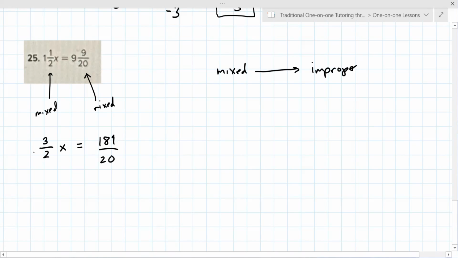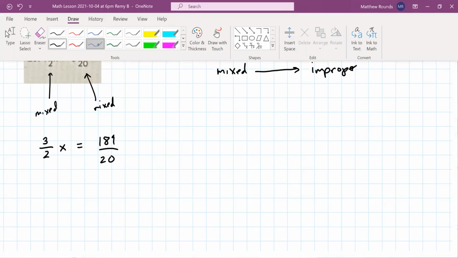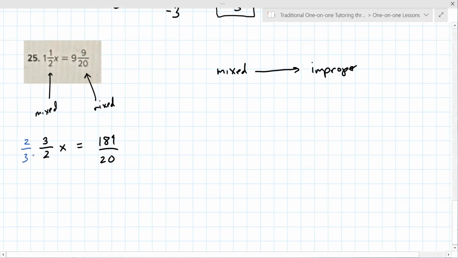So you got to figure out the reciprocal of 3/2, and then you multiply both sides by it. What is the reciprocal of 3/2? 2/3. So you multiply both sides by 2/3. Now, very, very important on the right side is to reduce before you multiply.